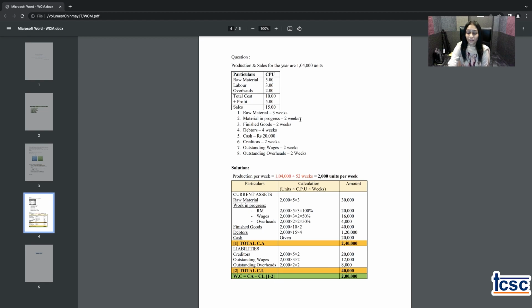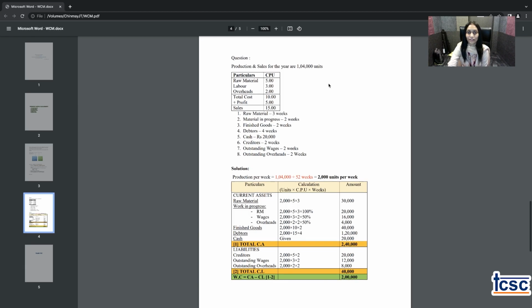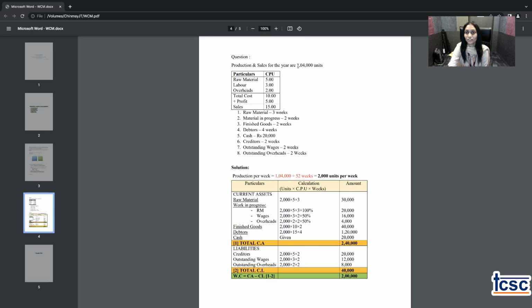Now students, I hope you're very clear with the question. Now let us move to the solution part. The first step, which I had already told you, it is very important that you convert the data accordingly. Now students, if you see, the data given to us is in weeks, whereas the production and sales given to us for the year is 1,04,000 units. So what do we have to do?